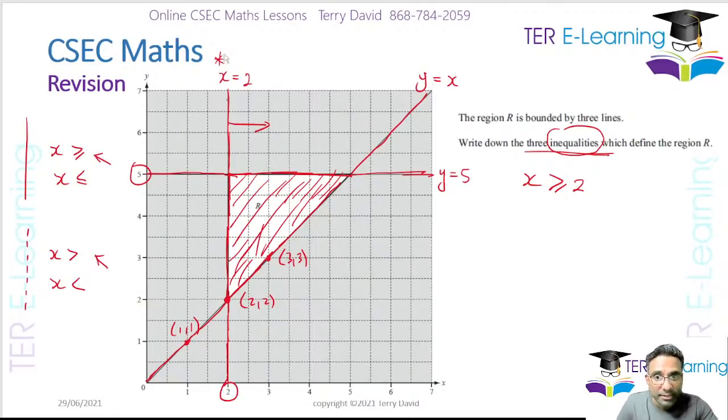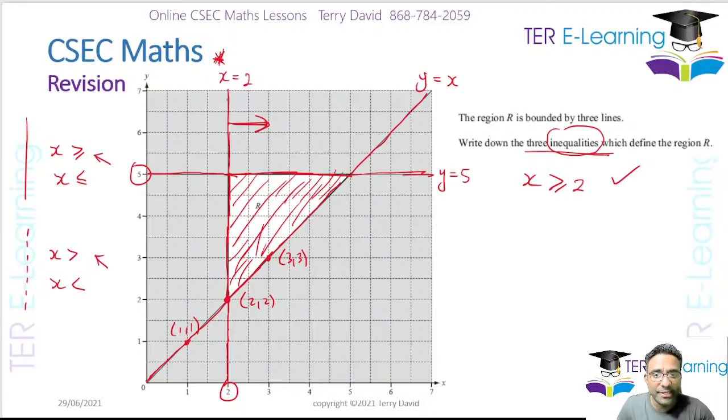So first things first, you knew this equation is x equal to 2. I'm shading to the right-hand side. So my first inequality is going to be x is greater than or equal to 2. It's a solid line when it's equal to. All the lines they've given us here were solid lines.